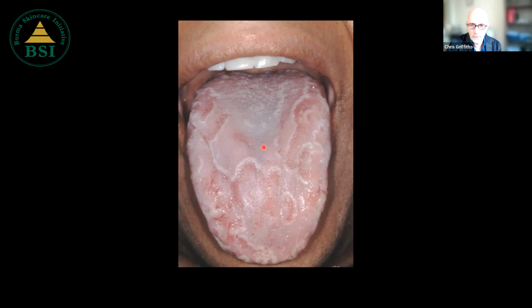Two of which resolve on their own. Black hairy tongue you can treat very easily, and the glossitis you have to do further investigation.